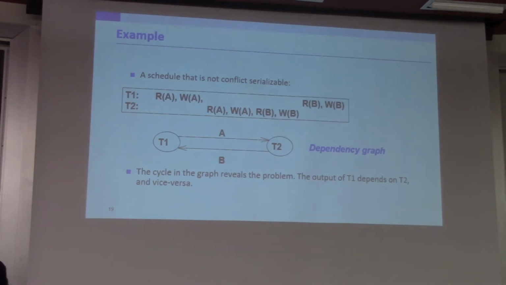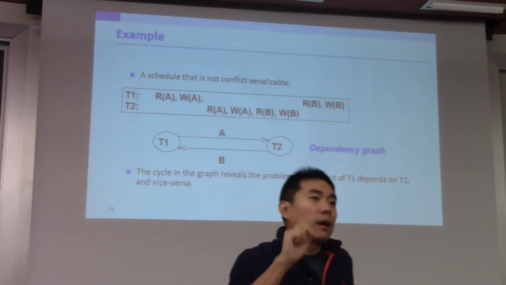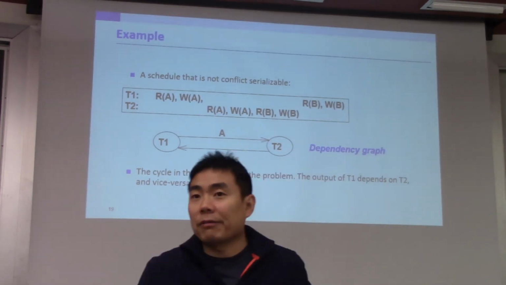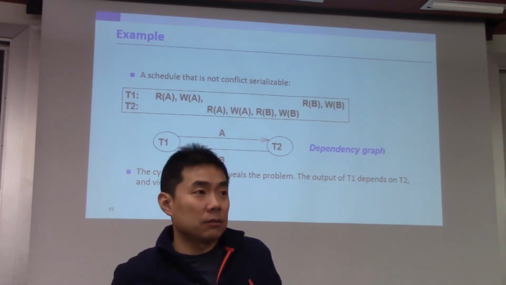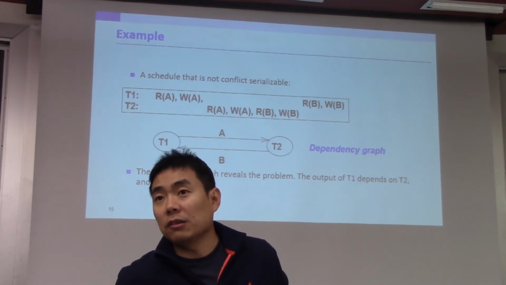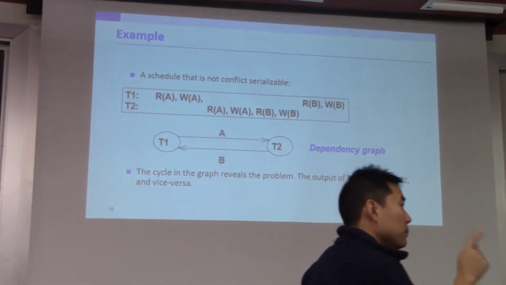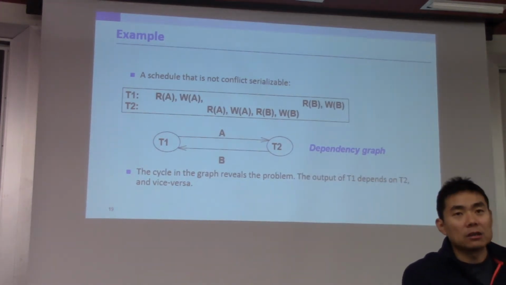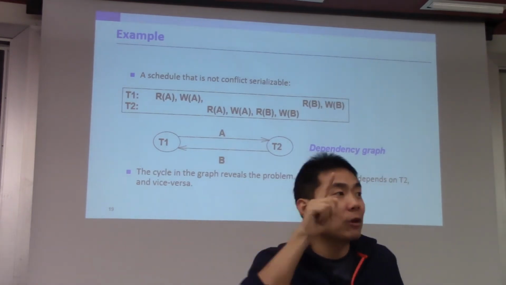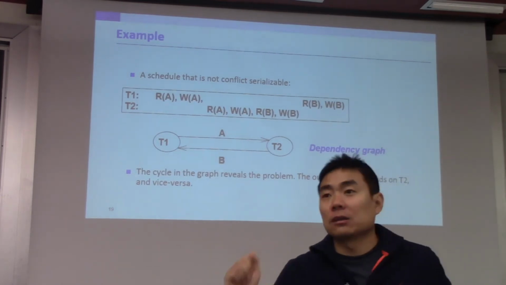And a theorem you can use to check for conflict serializability is the following: if your dependency graph is acyclic, then it is conflict serializable. Acyclic means there's no cycle in it. Otherwise, if your dependency graph has a cycle in it, it doesn't matter how many cycles you have. You may have multiple cycles actually. As long as you have at least one cycle, then it is not conflict serializable.